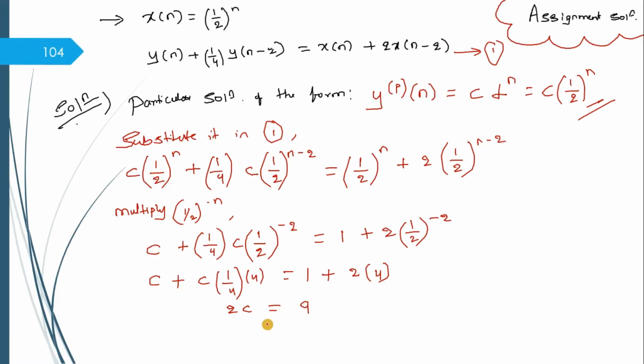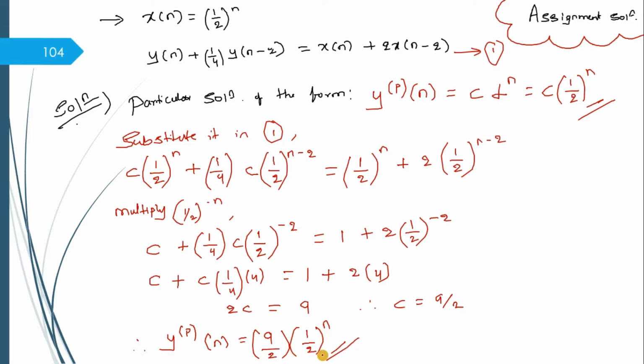9. 8 plus 1 is 9. So therefore, c is equal to 9 by 2. So substitute it in the particular solution. Therefore, the particular solution becomes, in place of c, I write it as 9 by 2. Here, c, I write it as 9 by 2. And here it is 1 by 2 raised to n. So this is the particular solution.